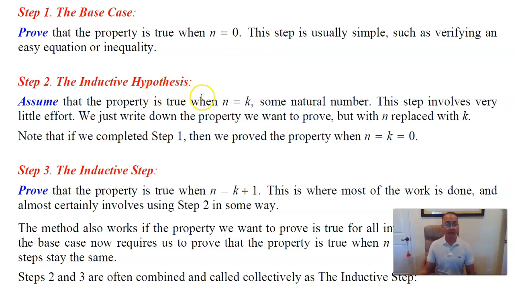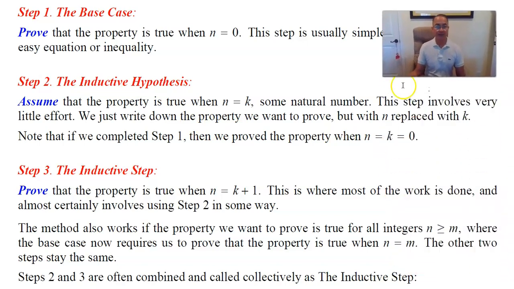Step two is called the inductive hypothesis. We will assume that the property is true when n equals k for some natural number k. The step involves very little effort. All you have to do is write down the property that we want to prove, but we replace n with the letter k. Now, why is this going somewhere? Well, we proved step one when n equals zero. So therefore, there's at least one k for which step two works, and that is when k and n are both zero.